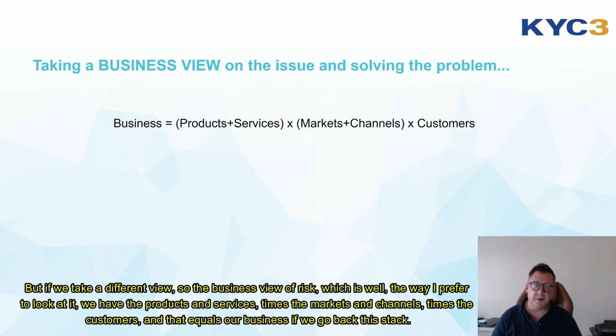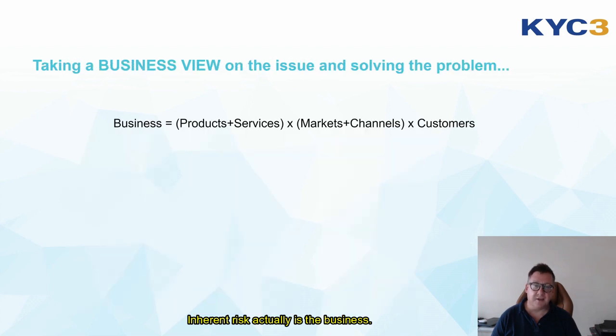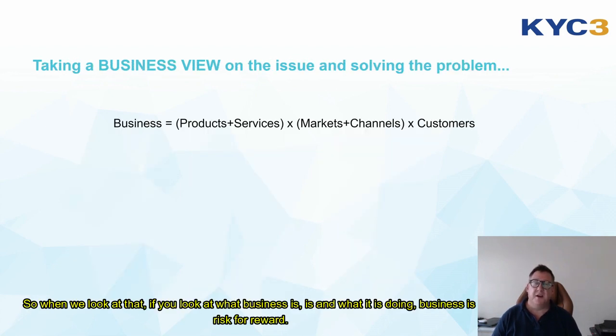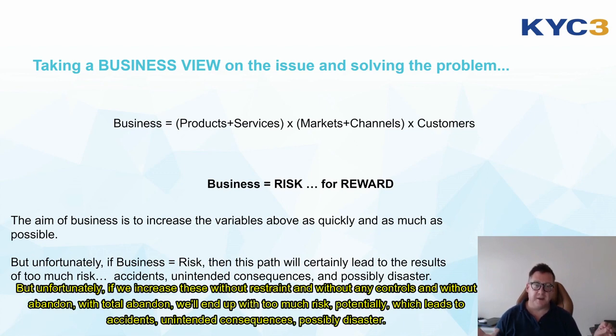But if we take a different view, the business view of risk, which is the way I prefer to look at it, we have the products and services times the markets and channels times the customers. And that equals our business. If we go back, this stack, inherent risk, actually is the business. So if you look at what business is and what it is doing, business is risk for reward. And the aim of the business is to increase these variables as much and as quickly as possible. But unfortunately, if we increase these without restraint and without any controls, with total abandon, we'll end up with too much risk potentially, which leads to accidents, unintended consequences, possibly disaster.